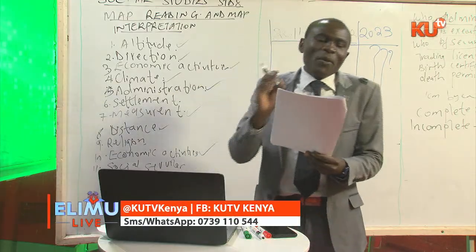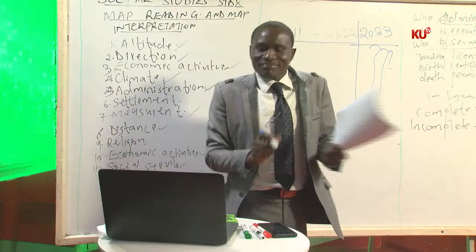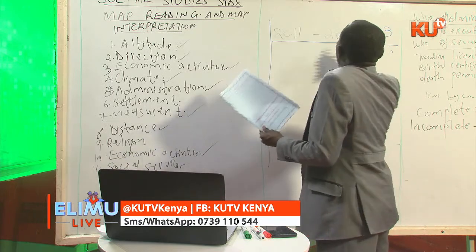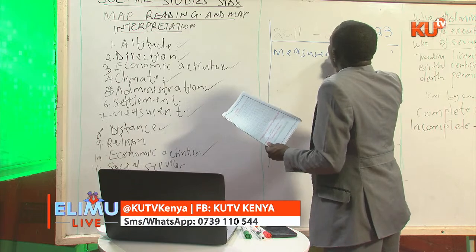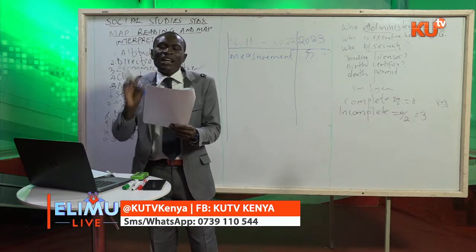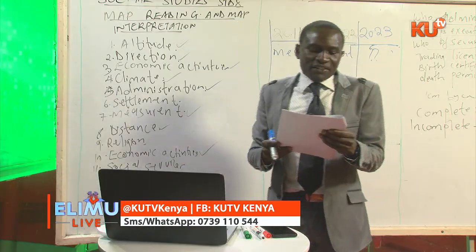Number 2 is measurement. I want you to look from 2011. It is very amazing. From 2011, a question on measurement has been coming. That is amazing. It is the only amazing area that has amazed me and made me happy, that from 2011 to 2022, a question on measurement has been coming. So now, if from 2011 to 2022 measurement has been coming, and we'll confirm after the lesson, what about 2023? What about 2023?